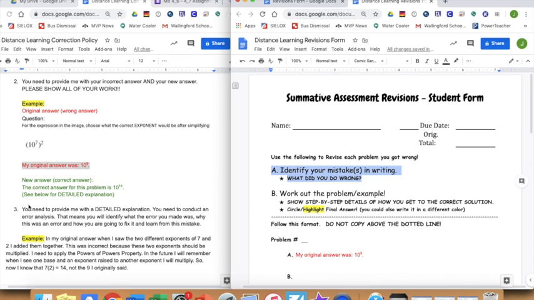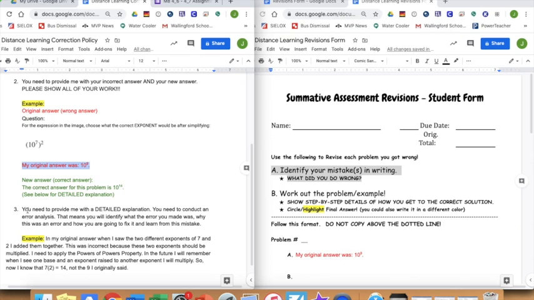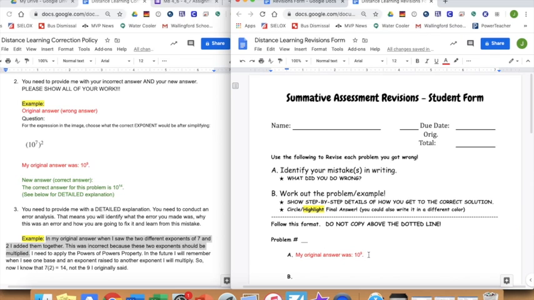You need to provide a detailed explanation. Saying, oh, I thought this, and it turns out that was incorrect, so now I learned that this was what I needed to do. My mistake was in my original answer, I saw the two different exponents of 7 and 2, I added them together. This was incorrect because these two exponents should be multiplied. You haven't actually learned that yet, but this will probably come up in a couple days.